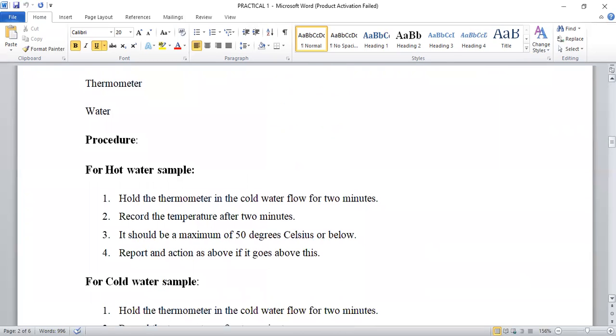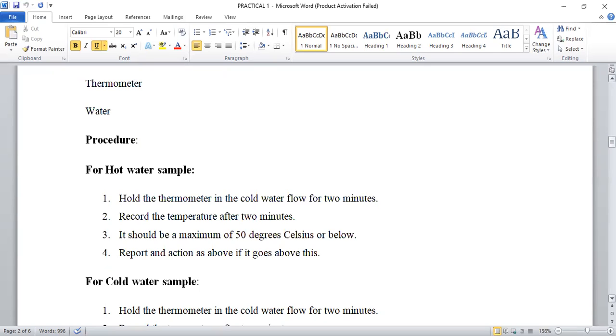Firstly, we will see how to test the quality of water by using a thermometer. Firstly, we will see how to test a hot water sample. We will hold the thermometer in the hot water flow for 2 minutes. Then we record the temperature after 2 minutes.